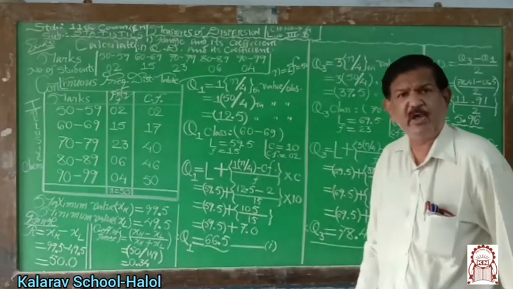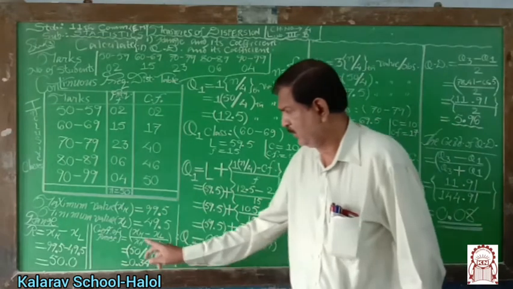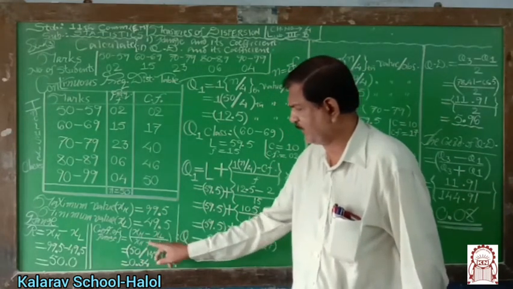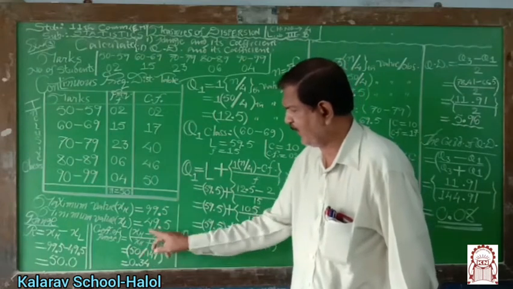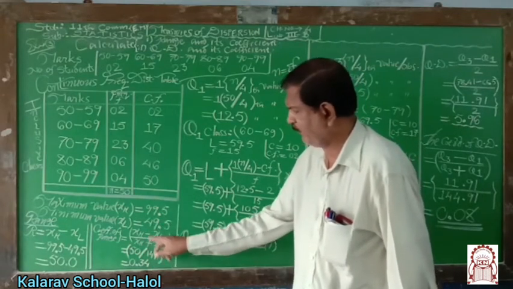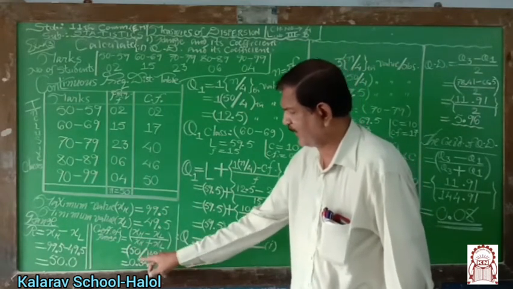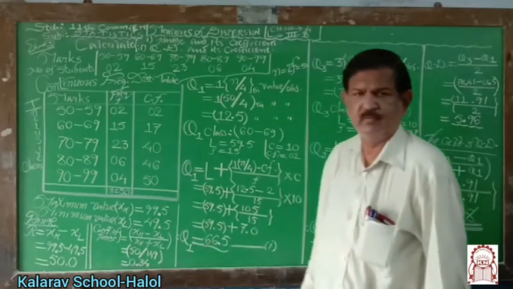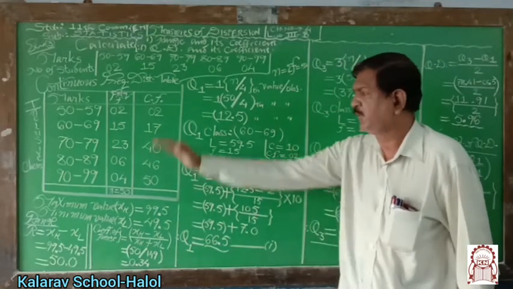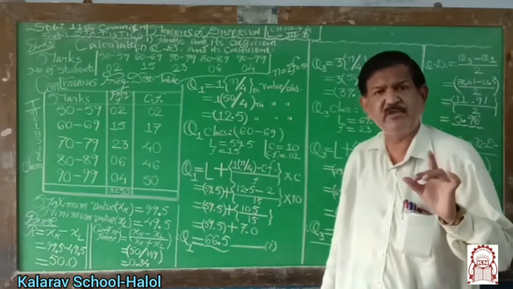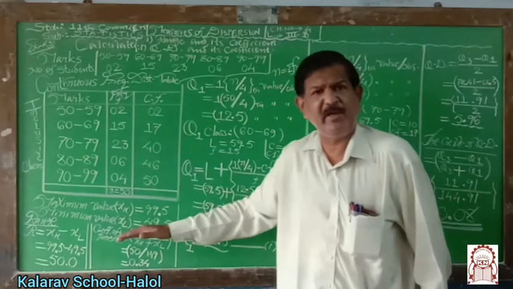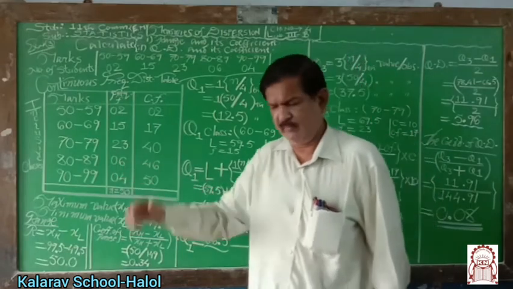Now the coefficient of range: XH minus XL upon XH plus XL. Numerator subtraction is 50, denominator addition is 149. Therefore, the answer will be 0.34. This way we calculate range and the coefficient of range for a continuous type frequency distribution.